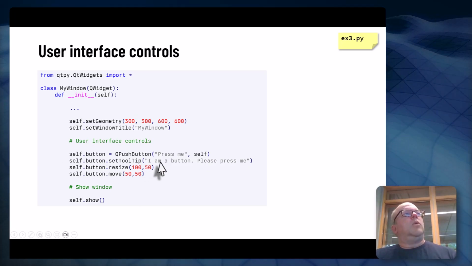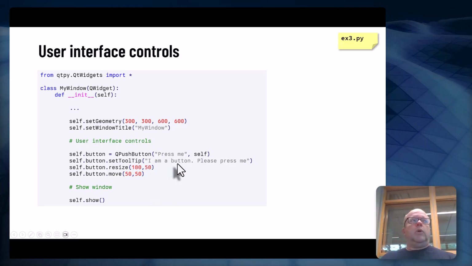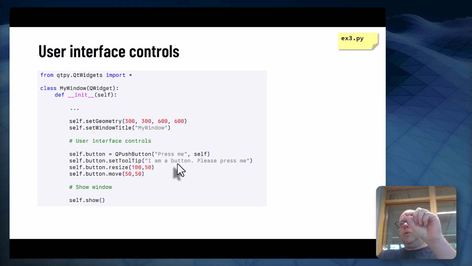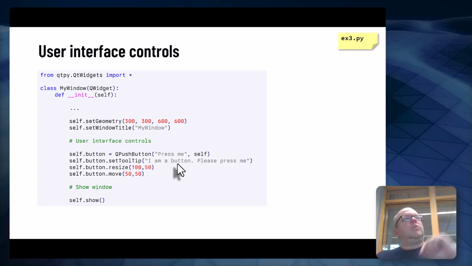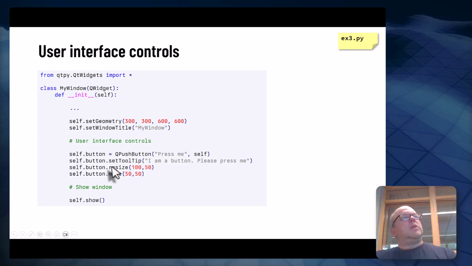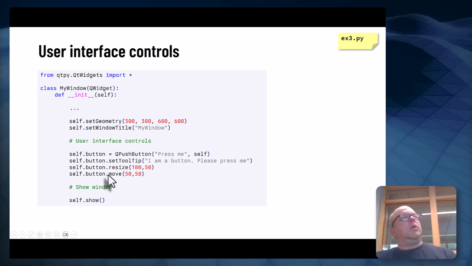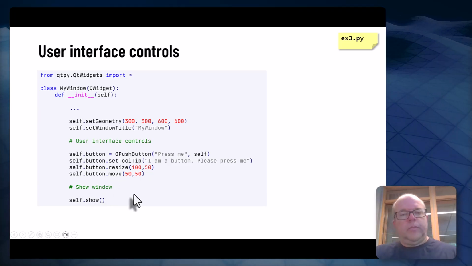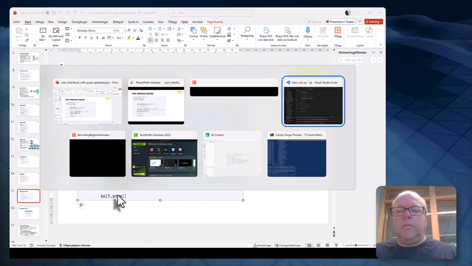Then you can set a tooltip. That is when you move the mouse over a button, sometimes a hint box comes up, and that is what you can set here. You set the size of the controls using resize, then you can move it to a certain position with move, and then you show it here. So this looks something like this.